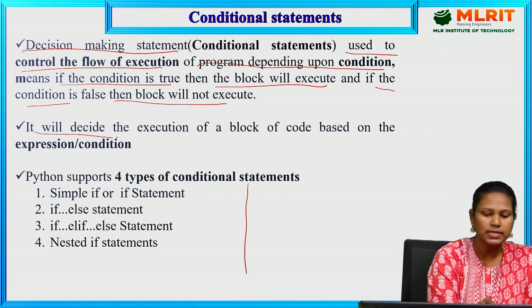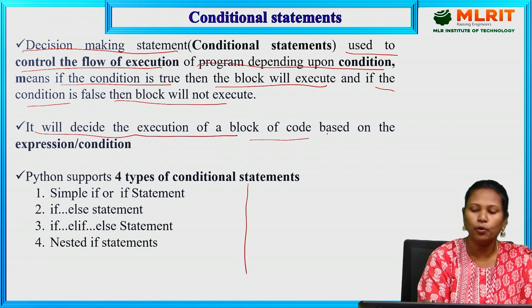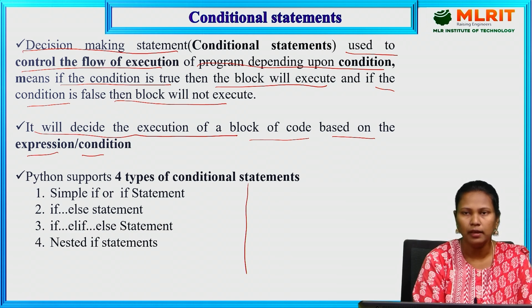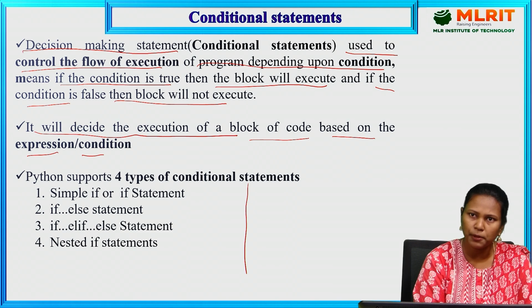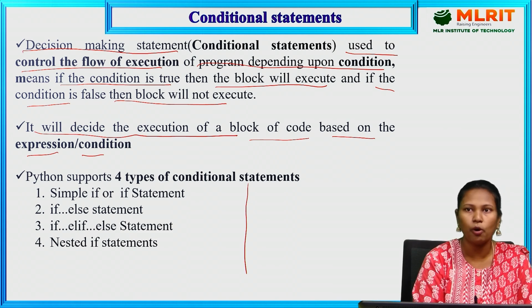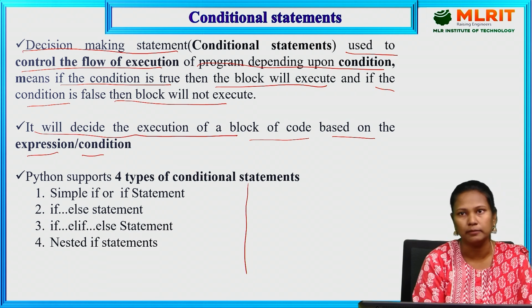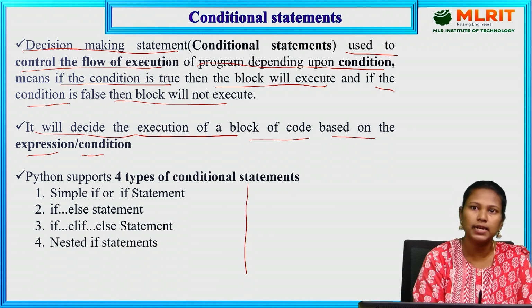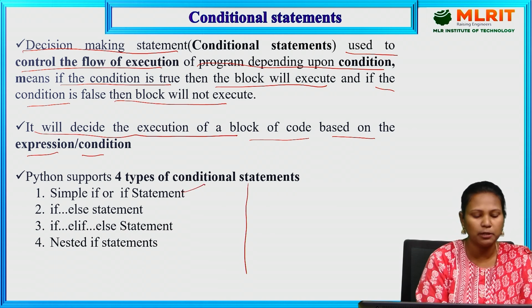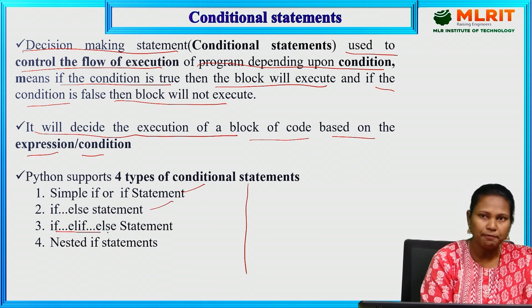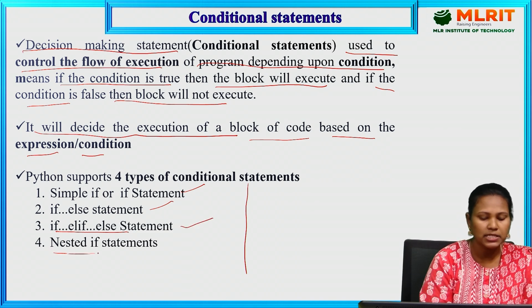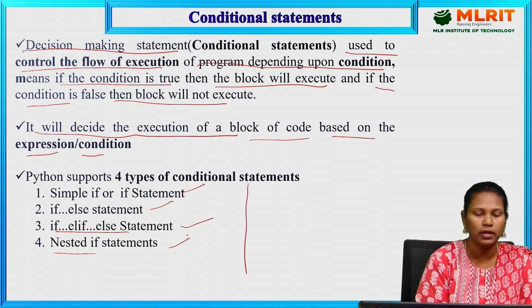So it decides the execution of a block of code based on the expression or condition. We have different conditions. For example, I take two variables, two values I enter. I can add those numbers, or subtract, or multiply depending on my need. So if you want to do any one operation, we use conditional statements. In these conditional statements, we have the simple if statement, if else statement, and else if ladder. In C, we call it an else if ladder. Here, it is the if, elif, else statement, and nested if statements. If an if contains another if, we call it a nested if.